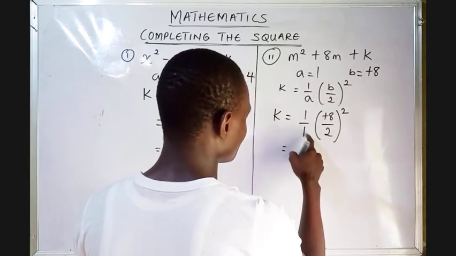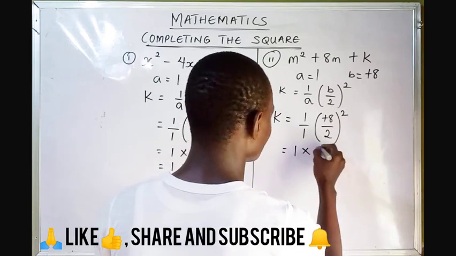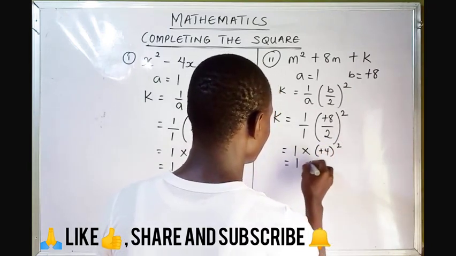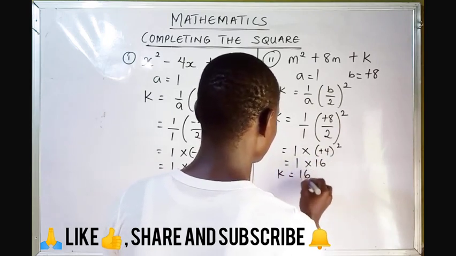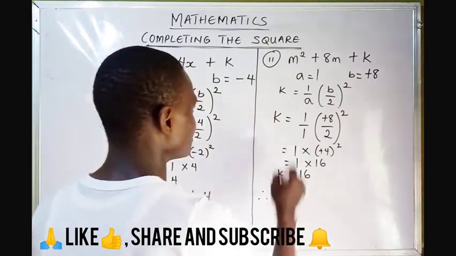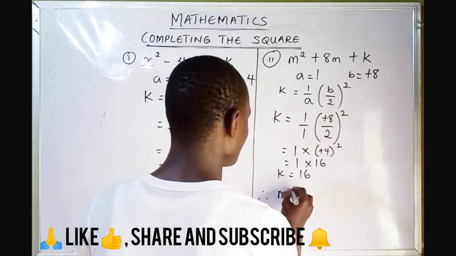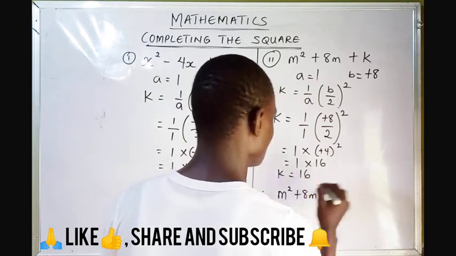What is 1 divided by 1? That is 1, multiplied by the square of 8 divided by 2, that is plus 4 to the power of 2. This will give us 1 times 16, and k is equal to 16. Thus, we are saying that this expression will be a perfect square if it is written as m squared plus 8m plus 16.